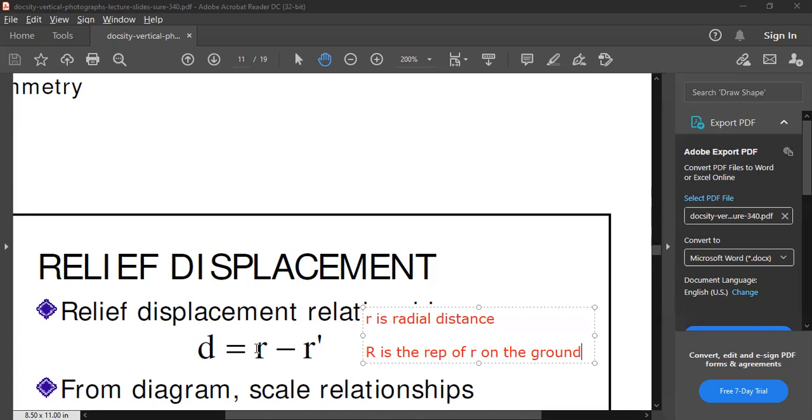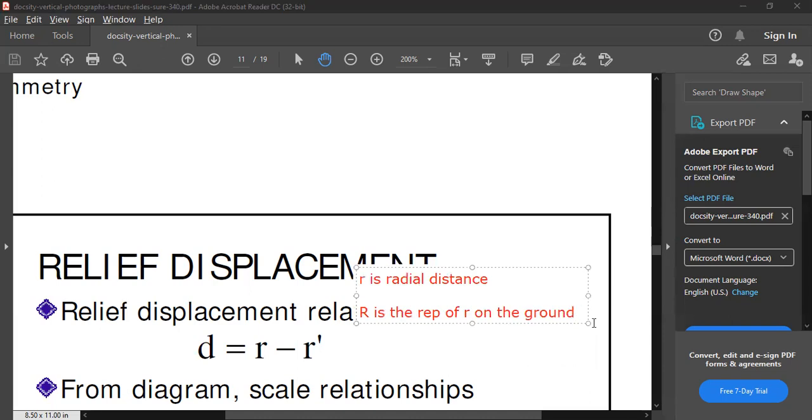Now, the difference between R and R prime is the displacement. So when R is equal to R prime, what is going to happen, guys? When R is equal to R prime, what is going to happen? What is the implication? d is equal to what?